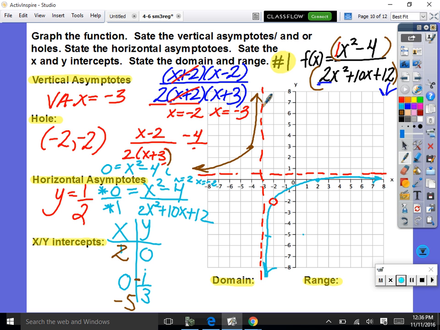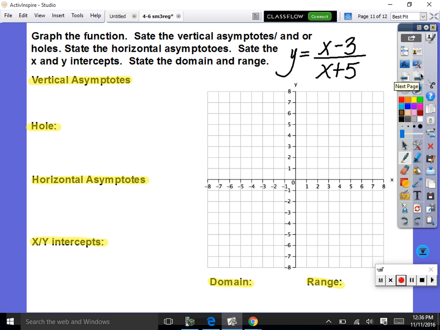Questions? You guys are good to go with graphing these? That was my last example, so you've got to be. Unless you need this one. Do you need one more? Okay, then let's fly through it.